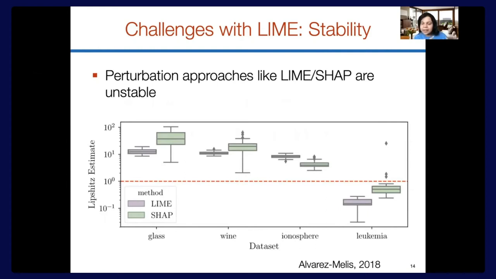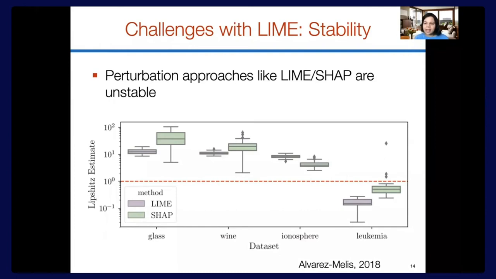Okay, so if you see this particular picture, what you see is that LIME and SHAP have quite high Lipschitz estimates compared to even some of the other approaches. LIME and SHAP basically have higher values on this metric of local Lipschitz measure, indicating that they're rather unstable.